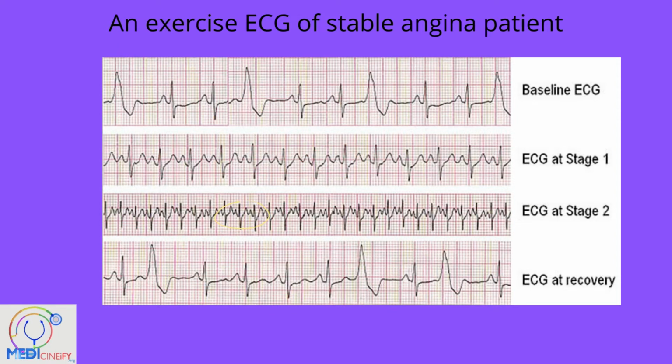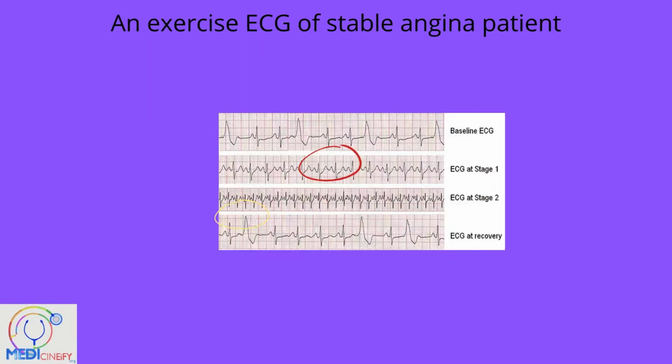Another example shown here. Focus on the red circle. It shows ST depression. The first diagram above shows the baseline ECG without exercise, and then ECG at stage 1 and ECG at stage 2 of exercise. And the last one shows the ECG at recovery. So we can clearly identify ST depression when the patient is doing exercise.